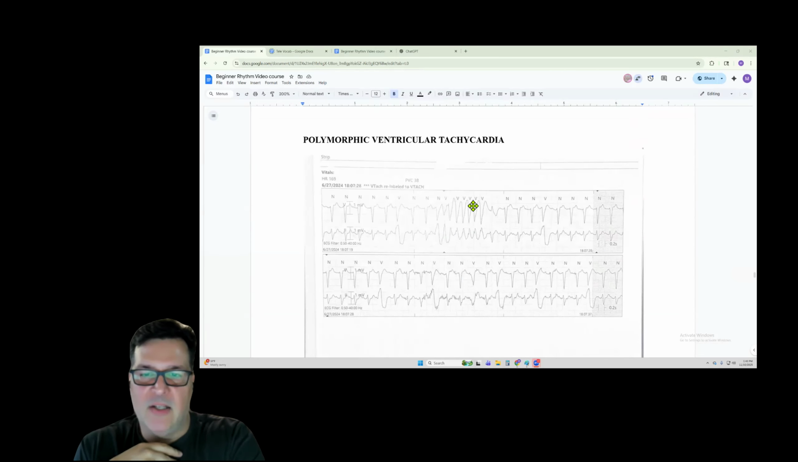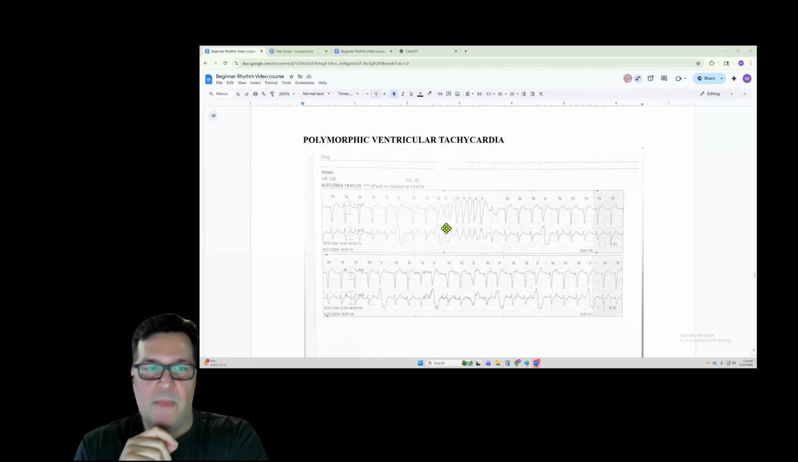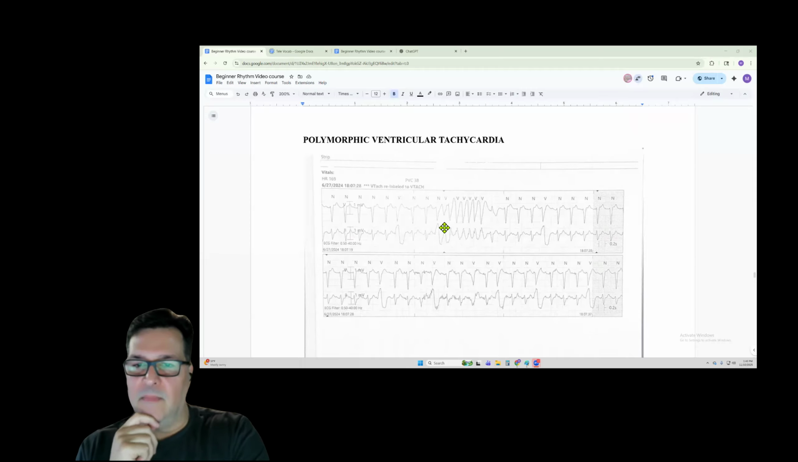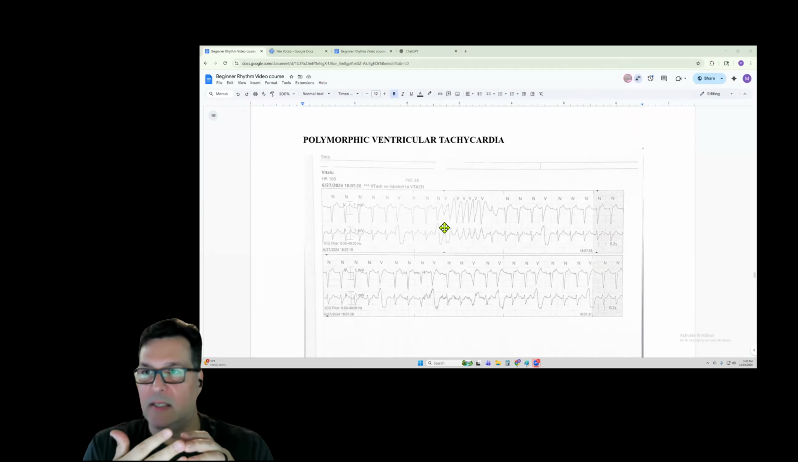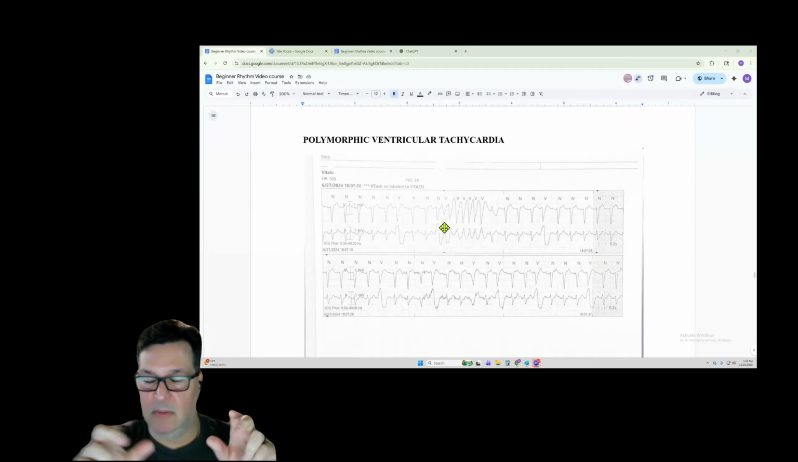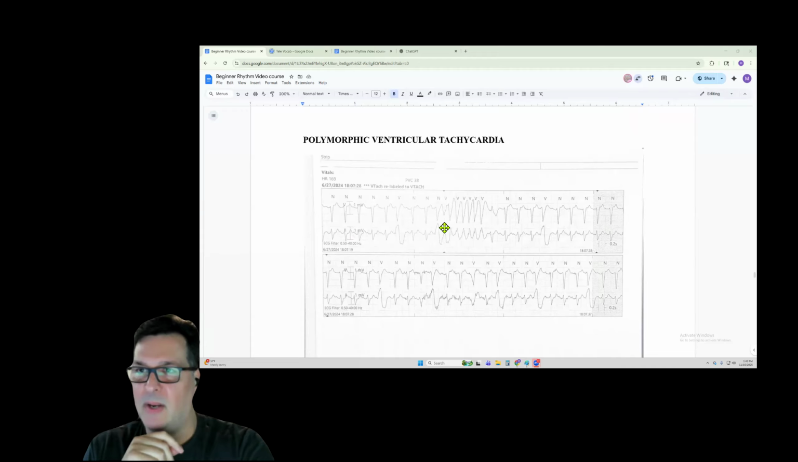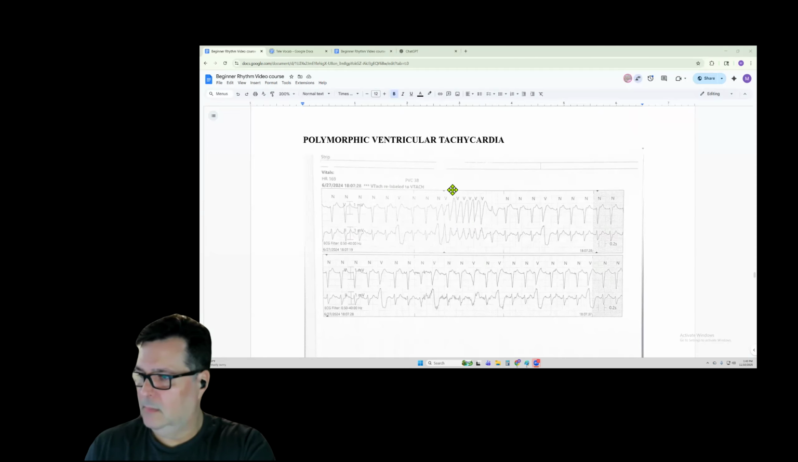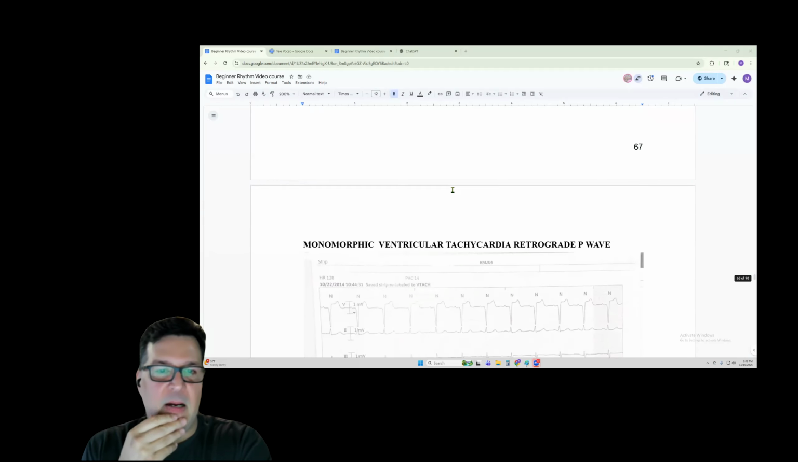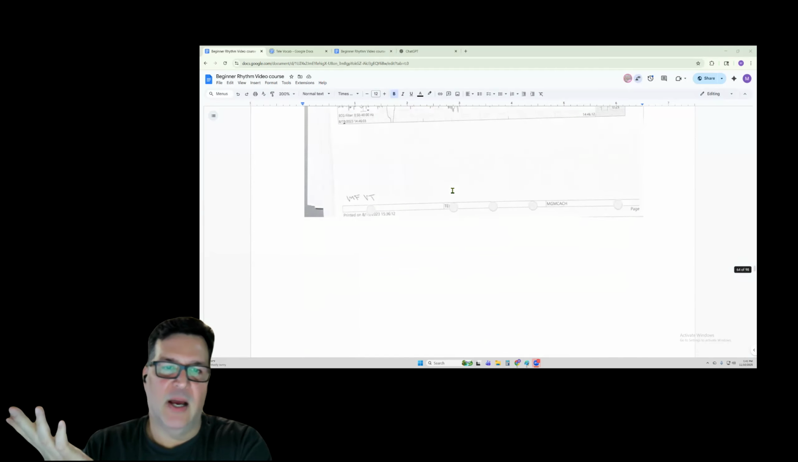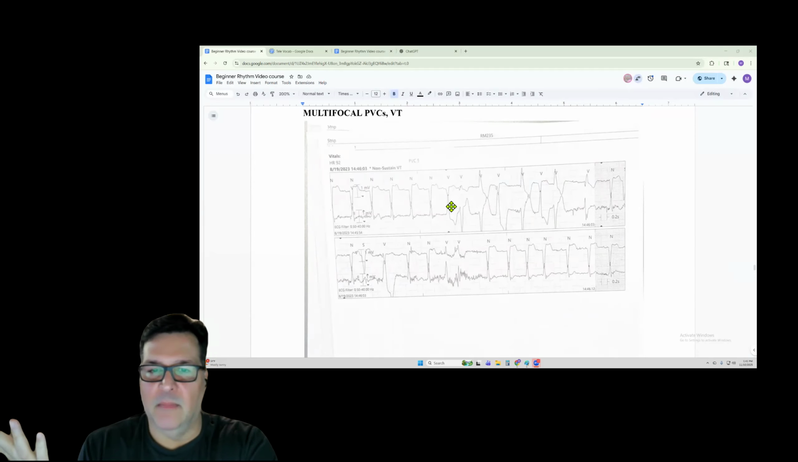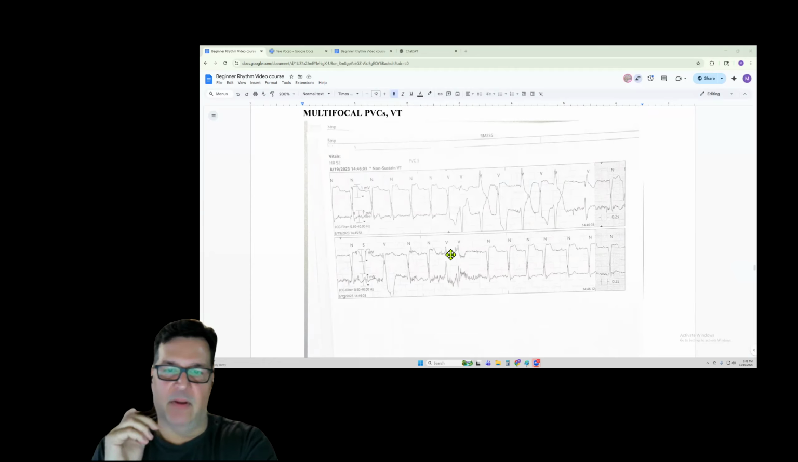It's still a faster, wider rhythm. It's going to change, so you have 2 or more different foci. Instead of one excited cell in the ventricle, there's going to be a couple different excited cells, and that's what's happening. Also polymorphic, a lot of times I just call it multifocal, and this is kind of an example up here.